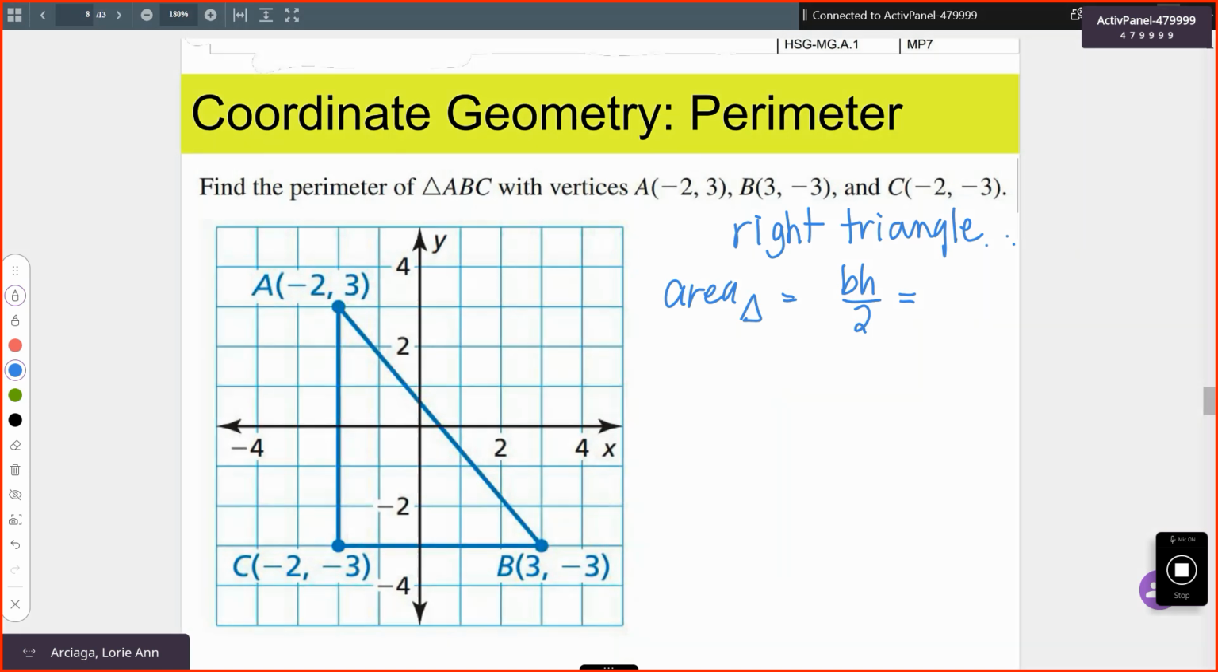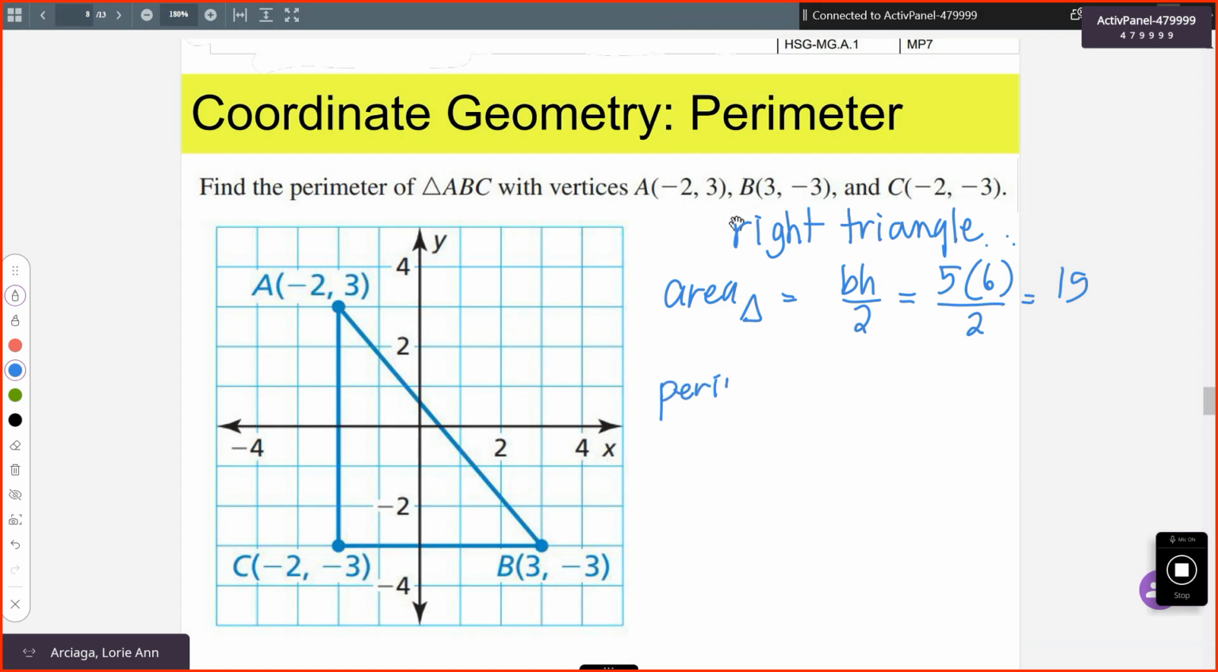Can you count the base for me? How long is the base? 5. Can you count the height for me? 6. So what's 5 times 6? 30. Divided by 2? 15. So that's the area. Simple, right? Now, it gets a little bit complicated when you're trying to find the perimeter.